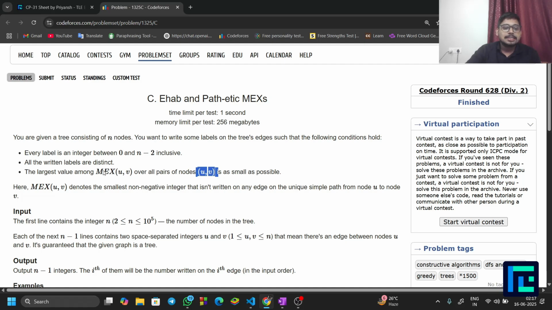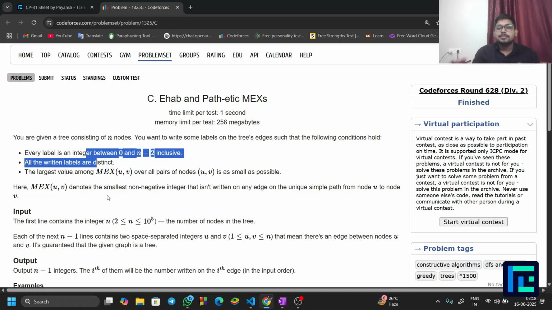What does that mean? Here MEX UV denotes the smallest non-negative integer that isn't written on any edge on the unique simple path from node U to node V. So if we take any two nodes U and V, we know in a tree there would always be a simple path from node U to node V, and that simple path is always unique. In that path there would be many edges. So among those edges, whatever number is written on that edge according to the first two conditions, that is the label that we assigned to that edge.